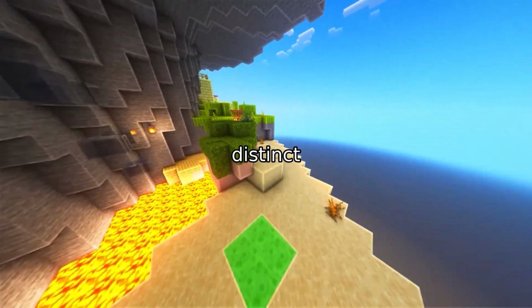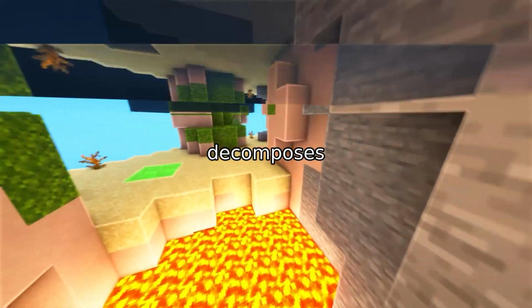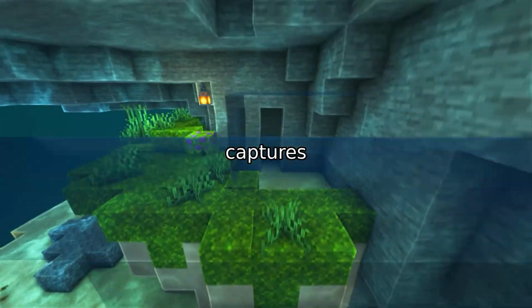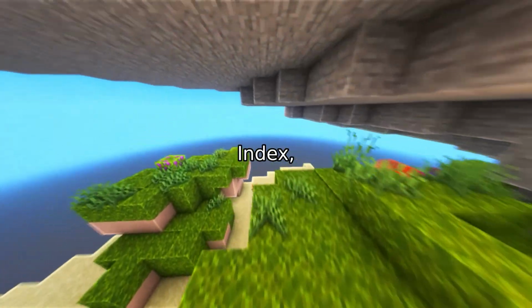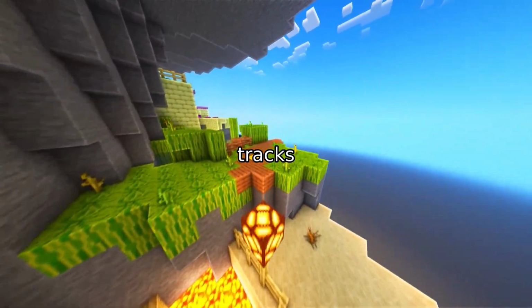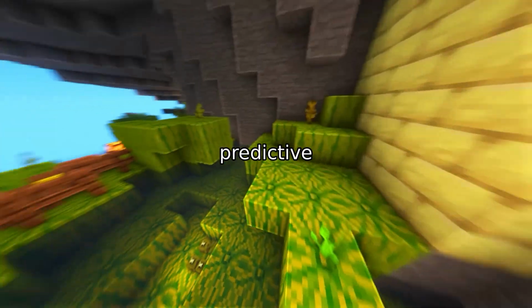To actually isolate these distinct tissue compartments, researchers use biophysical models like NODDI, which decomposes the diffusion signal into three parametric maps: the neurite density index, or NDI, which captures neurite packing, the orientation dispersion index, or ODI, which measures fiber coherence, and the free water fraction, or FWF, which tracks extracellular fluid. These three maps provide an incredibly rich substrate for predictive modeling.